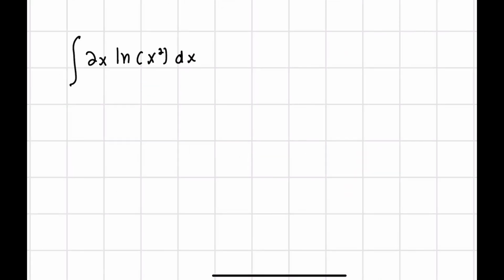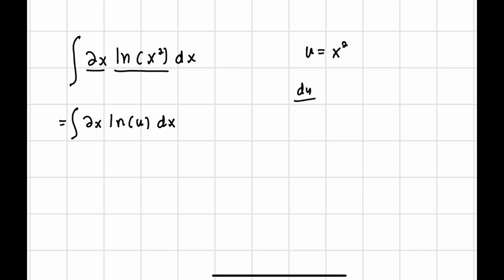In our next example, we have the integral of 2x times ln x squared. So pause the video and try to do this yourself. So for this example, we can use u substitution, where u is going to be equal to x squared. So now let's substitute everything. So we have the integral of 2x times ln u. And now let's find the derivative of u. So the derivative of u, or the derivative of x squared, is equal to 2x.